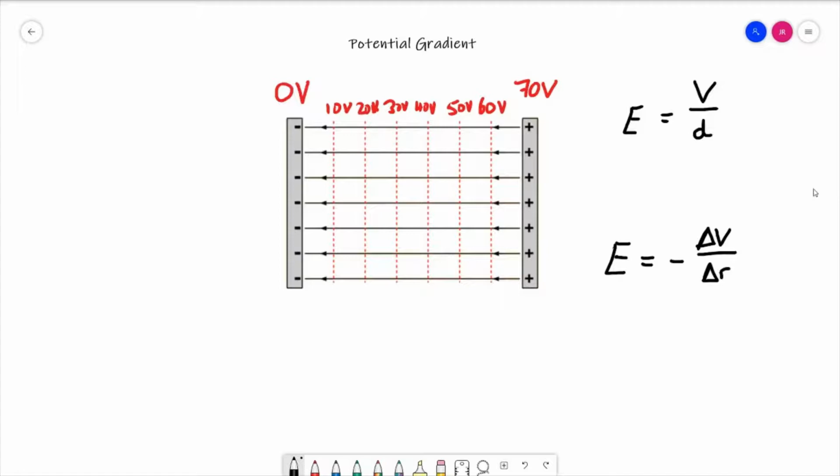From a dimensional point of view, we're still dealing with exactly the same units. V and delta V have the same units, d and delta r are both distances and they have the same units as well. Now the reason why we have a negative sign, if we think about the electric field in this diagram, the electric field is in that direction. It goes from positive to negative. However, if we have a look at the numbers on the equipotentials, they are increasing in that direction. Therefore, we have to put the negative sign in to compensate for these two opposite directions in electric field and potential gradient. This delta V by delta r then represents our potential gradient.